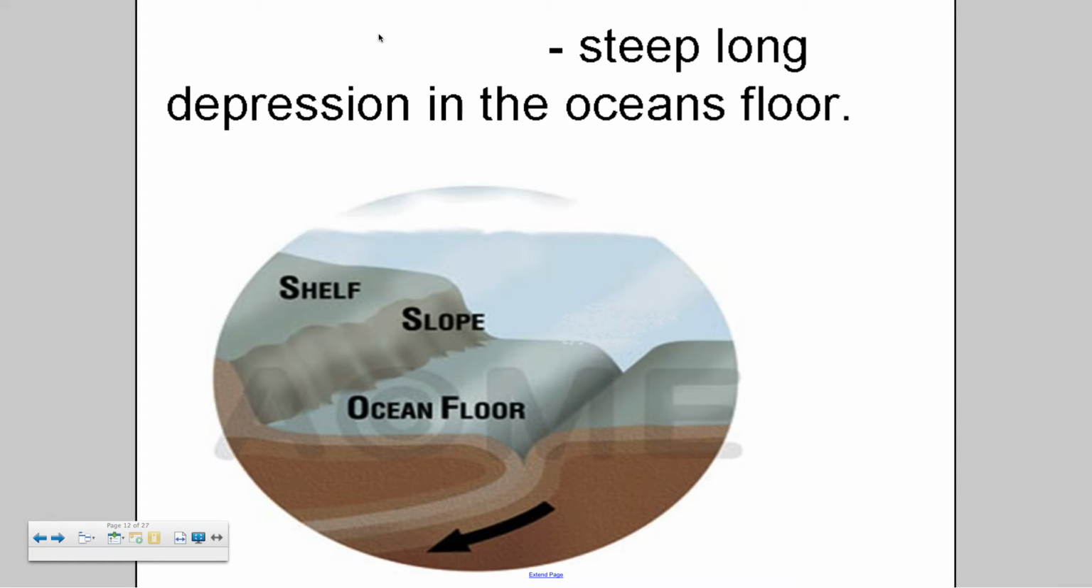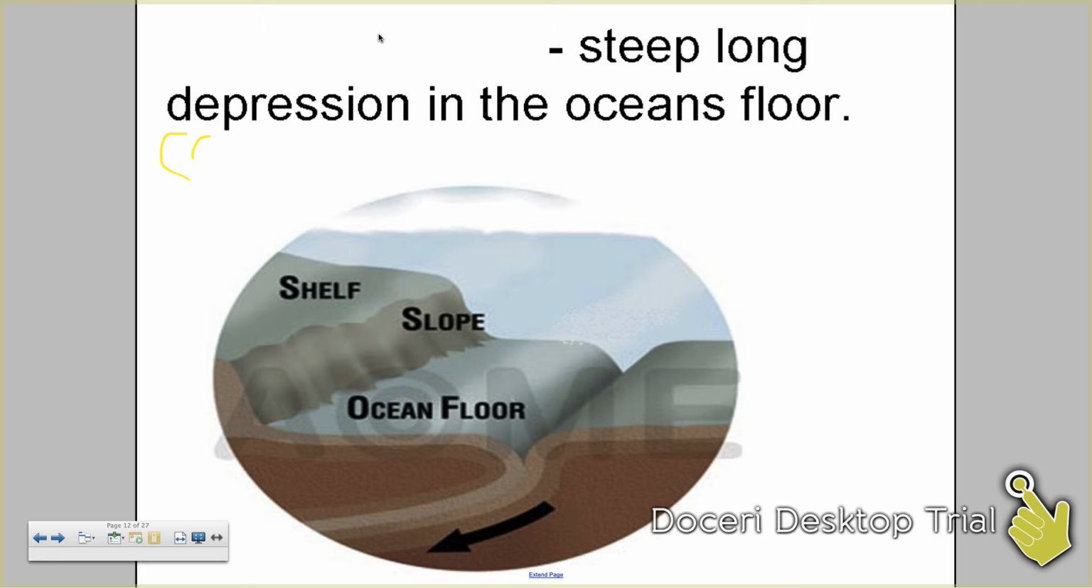And our next one. This is just a schematic drawing, but this is a steep, long depression. Depression means a cut. So if you want to put that word next to depression, a cut, a slice in the ocean floor. And this happens when your earth is pushing together. They push so hard that this one ends up pushing under that one and gives it a deep cut on the ocean floor.